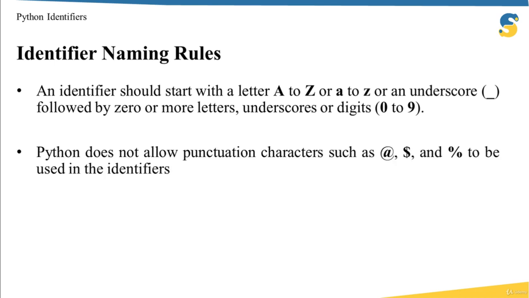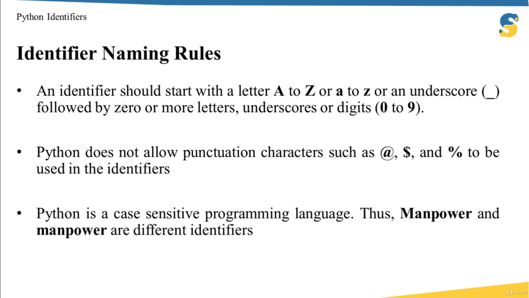The second rule says Python does not allow punctuation characters such as at, dollar, or percentage to be used as an identifier. Also, you have to keep in mind that Python is a case-sensitive programming language, so manpower with a capital M is different from manpower with a small m.